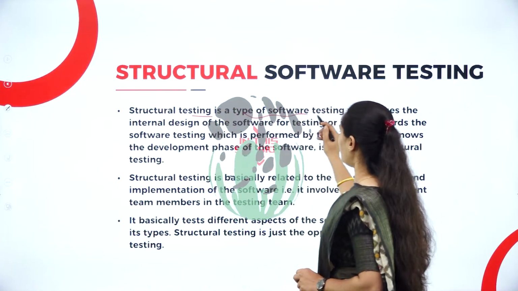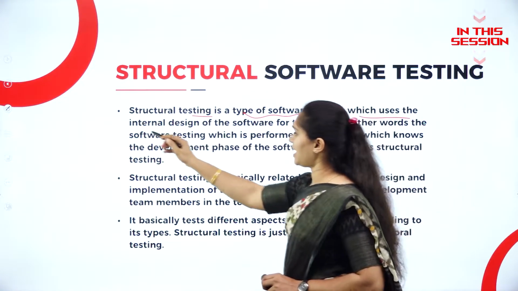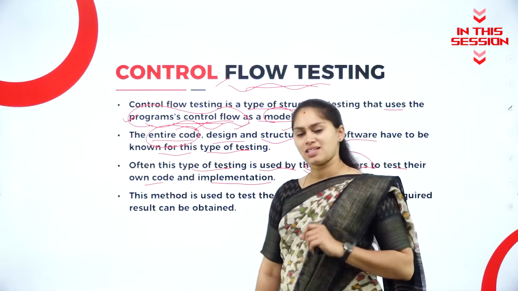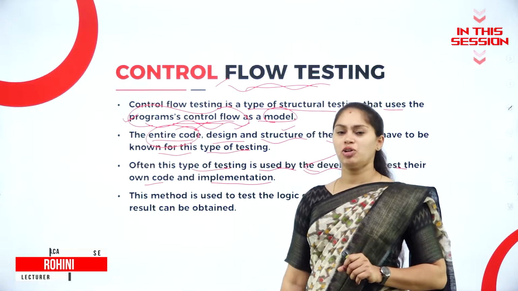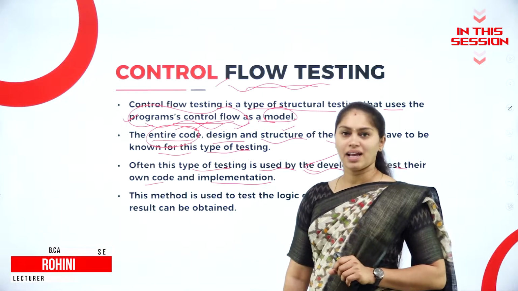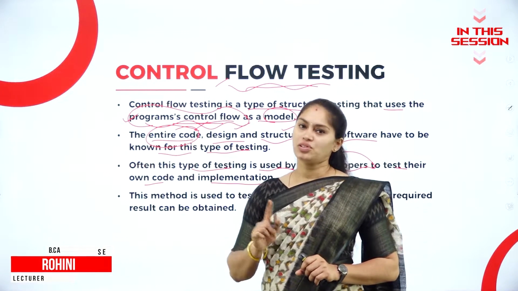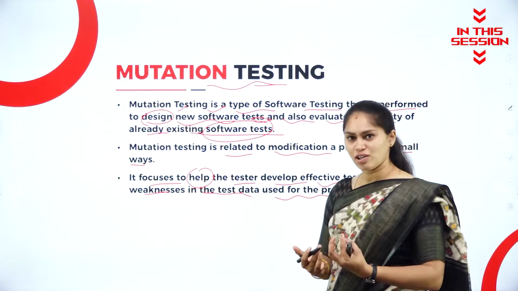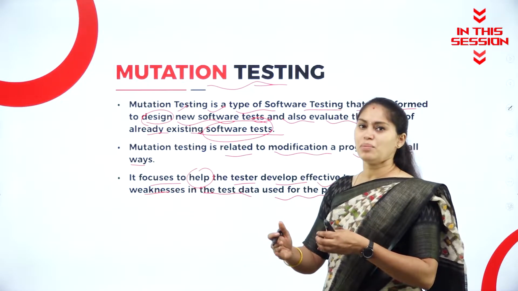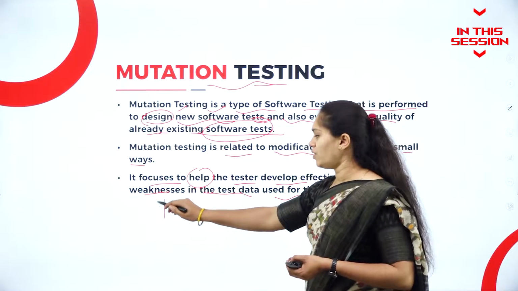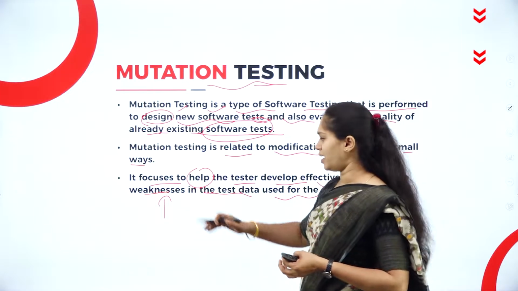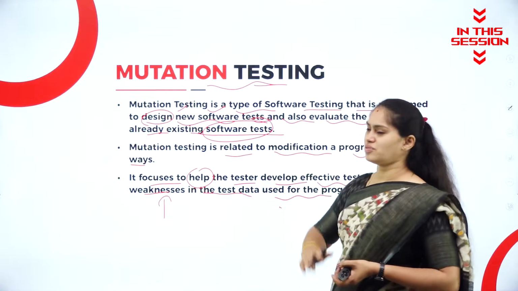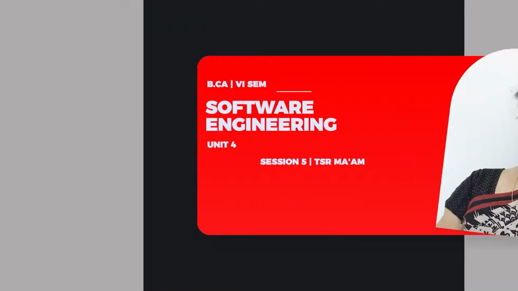Structural testing is a type of software testing which uses the internal design of the software for testing. When they are accessing the source code, it is only going to be done by the development team itself. They must be able to do both development as well as testing. It will give the potentiality of a software and also help us understand the weakness or risk-taking spots of an application, which can be done with the help of mutation testing.